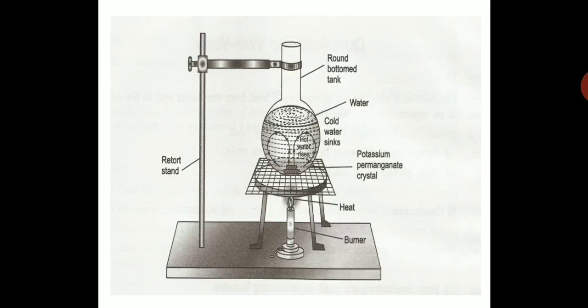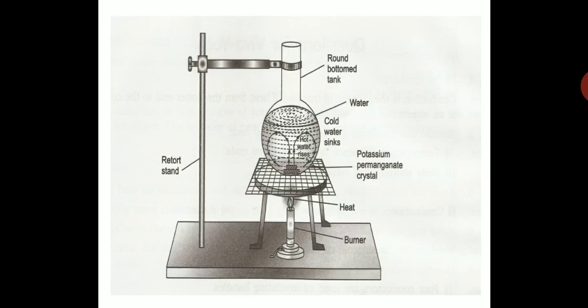That will sink at the bottom. And once you start heating, the heating process will help the potassium permanganate crystals to dissolve, and you can actually see the movement of the potassium permanganate crystals in water. That movement is actually the water current due to convection.